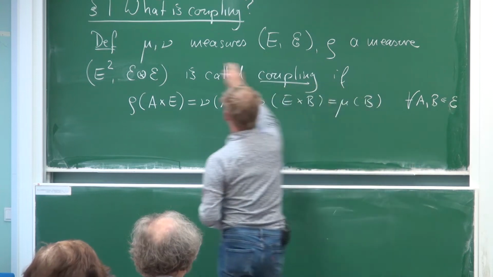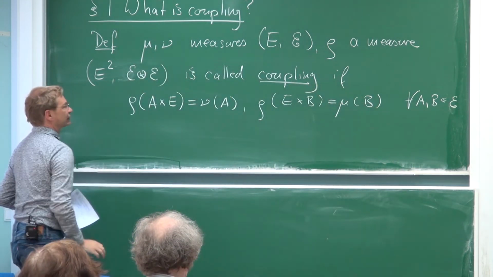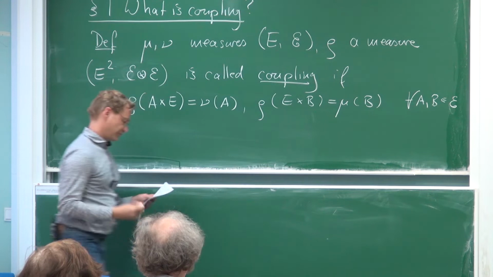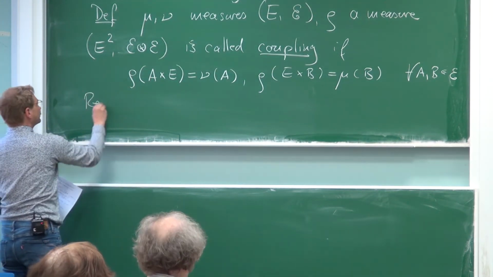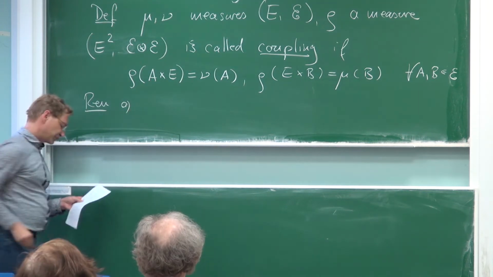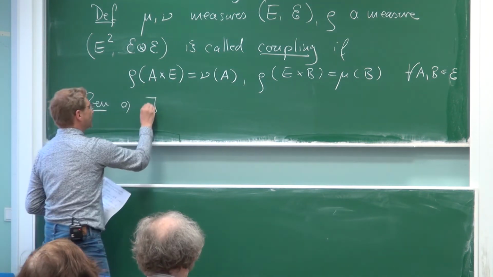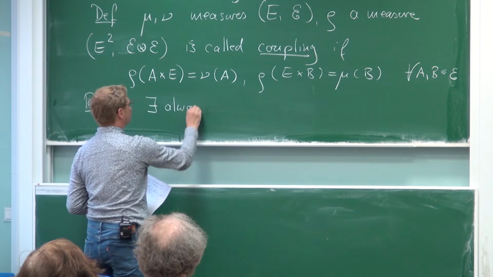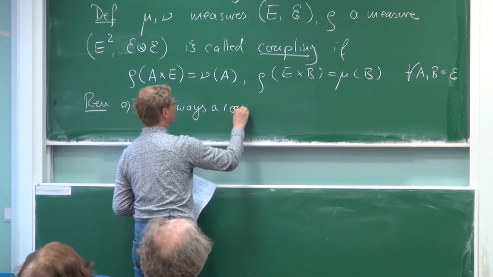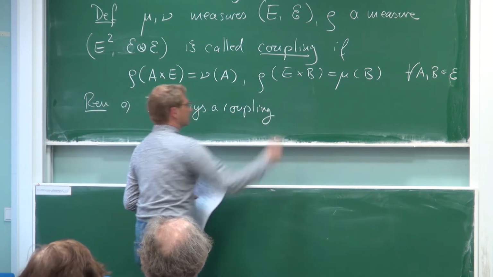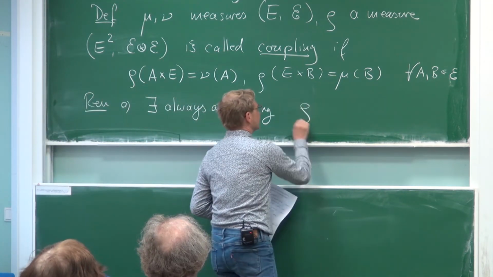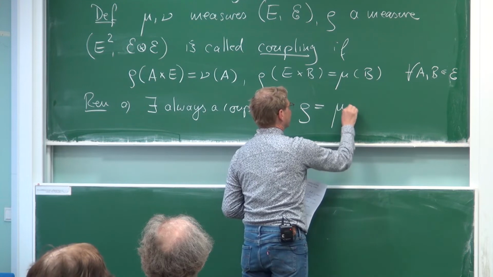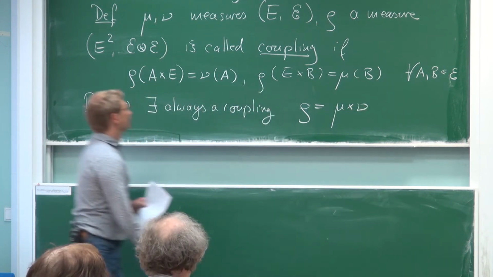I've taken here the same spaces. This is not really necessary, but it makes it a bit simpler at the moment. And there are a few remarks, of course. The first remark is, there is always a coupling. And unfortunately, it's primitive in some sense, namely you just take the product construction. This will do the trick.